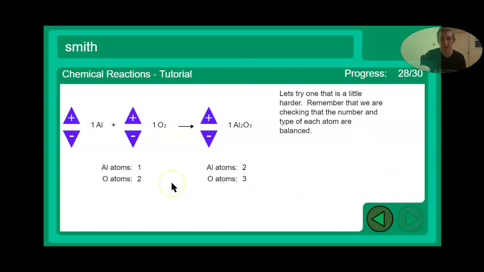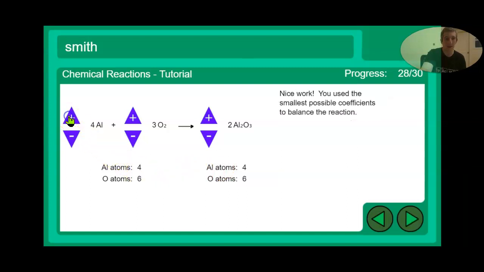Let's try another one. We actually balanced this the other day in class. And so my aluminums aren't balanced, and now they're off on my oxygens. So I can change my aluminum 2 and 2, but that doesn't do anything for my oxygens. So I need, again, to look for these least common multiples of 2 and 3, which is 6. So I'm going to jump this up to make it 6 each. So now it's 3 and 2. I just have to fix my aluminum. So I need 4. I have 4 coming out, so I need 4 coming in. Up, and now we're good.